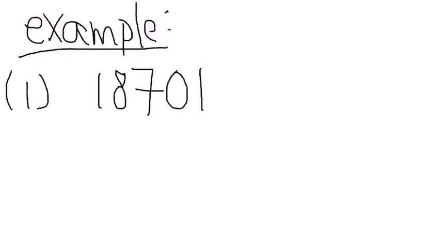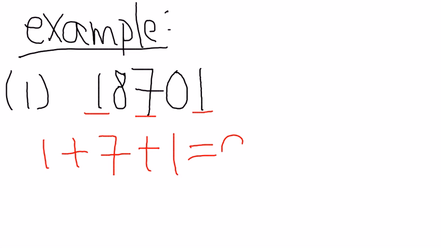18,701. In this case, the way to do it is that you have to look at the digits that are positioned in the odd positions. So the first position is 1, the third position is 7, and the last digit is 1. I'm just taking care of all these three numbers now, and now you add the numbers together, which is 1 plus 7 plus 1, which is 9.